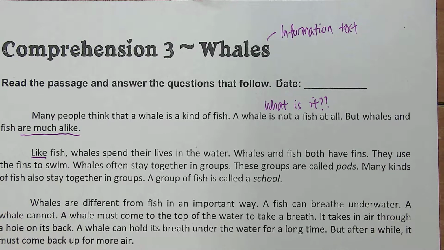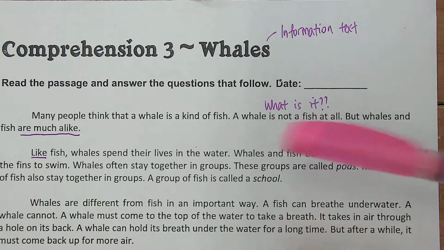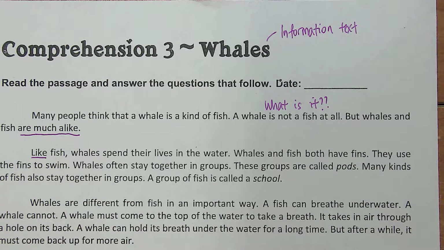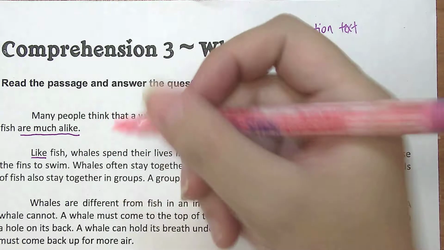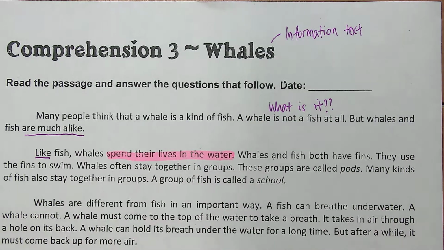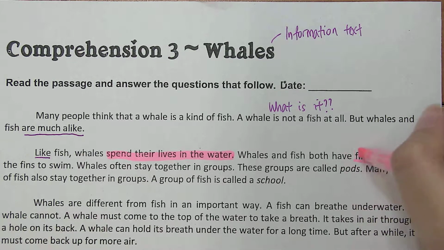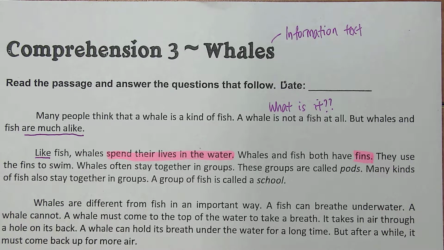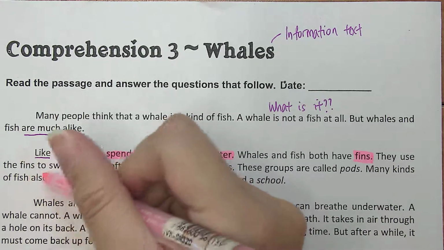So for things that are similar, I'm going to use my pink highlighter. Okay, I'm going to highlight things that are similar between whales and fish. They spend their lives in the water. Whales and fish both have fins. So another point that is similar, they use the fins to swim. Whales often stay together in groups. These groups are called pods. Many kinds of fish also stay together in groups. So another similar point.